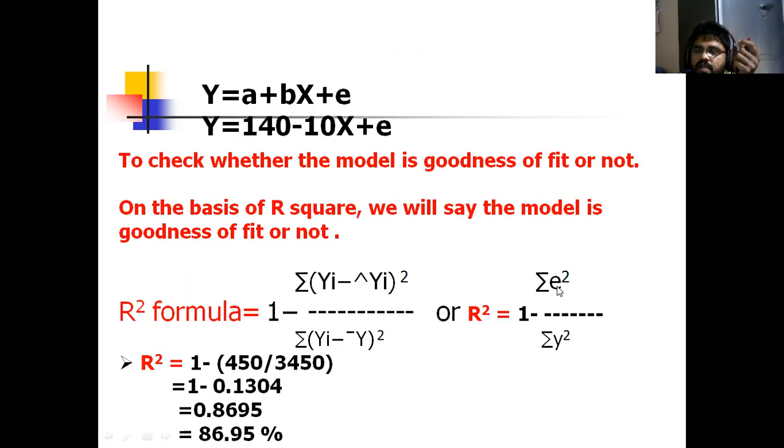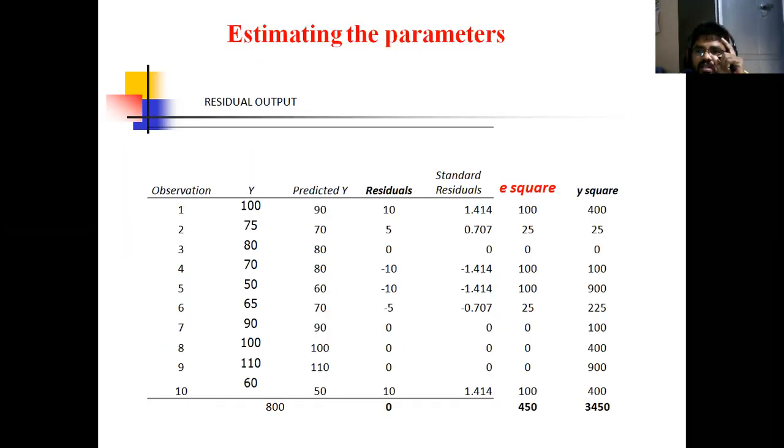So that is why sum of e square is 450. Then sum of y square. What is y square here? Small y square is nothing but whatever we have, the y value. The total sum of y is equal to 800. So when you get the average value, that is 80.